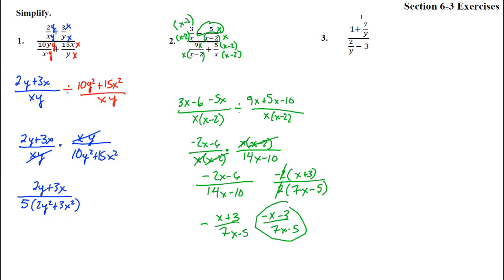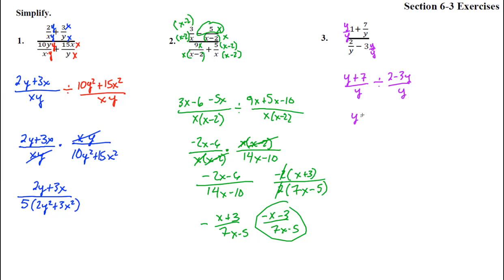Number 3, 1 plus 7 over y. So this is over 1, so we times by a y over a y. So y over y, 7 over y. So that's y plus 7 over y. And then on the bottom, times by y over y to get common denominators. And this is going to be, let's write, divided by 2 minus 3y over y.